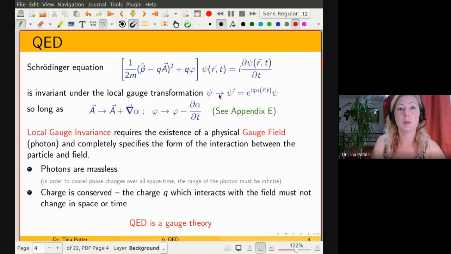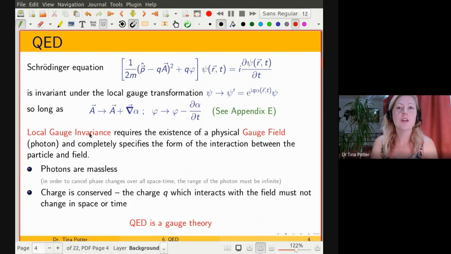Now you can see this in Appendix E. Please do go and try through it. Do go through it in detail. It's quite interesting. So if your wave function here changes, your vector and scalar potentials must also change so that the Schrödinger equation holds true. So how they change, you can see in Appendix E: you have some small change to your vector potential that depends on your gauge transformation itself, and then you have a change to your scalar potential. Again, that depends on the first time derivative of this gauge transformation.